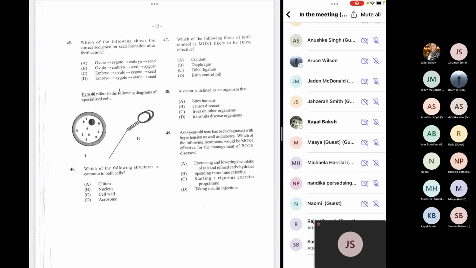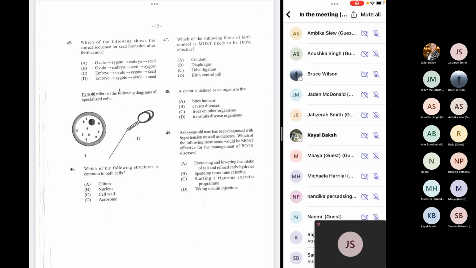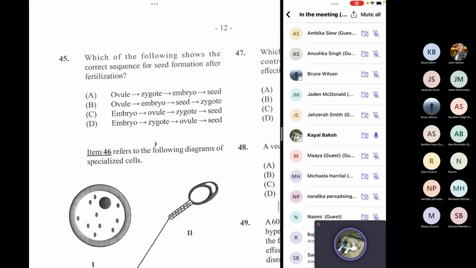45. Which of the following shows the correct sequence for seed formation after fertilization? Miss, I had A. Very good. Ovule, so ovule is the female gamete in the flower. When that is fertilized, it turns to the zygote. Now remember, the pollen grain will fertilize the ovule. Then you have the zygote, then the embryo, which is the food storage, and then you have the seed formation. Good. 46, Maya.